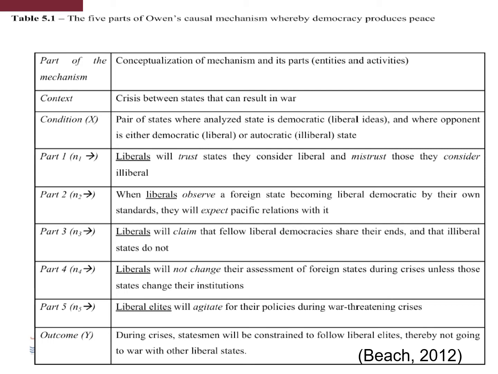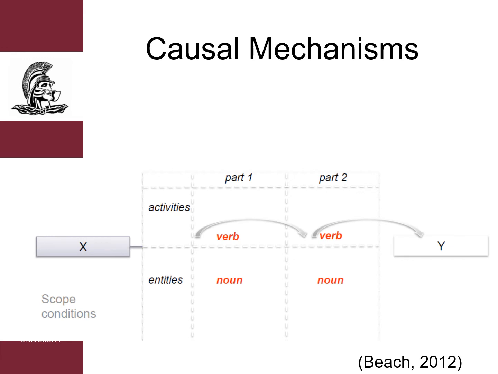Let's take a more general look. Causal mechanisms. And again, this just breaks this down. This is Beach's thing. He says, look, we have activities and entities, right? And in each part, we have the entity doing something, and it goes from X to Y, right? Starting from our scope conditions, because that's the conditions the theory says must apply for the theory to be valid, right?